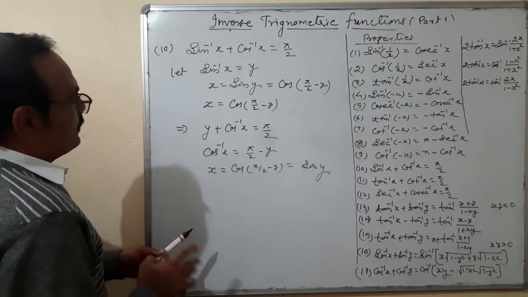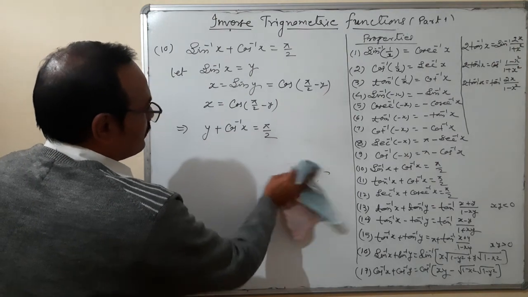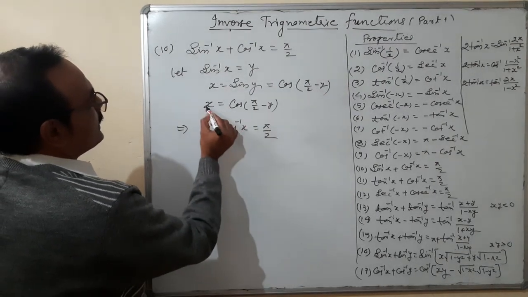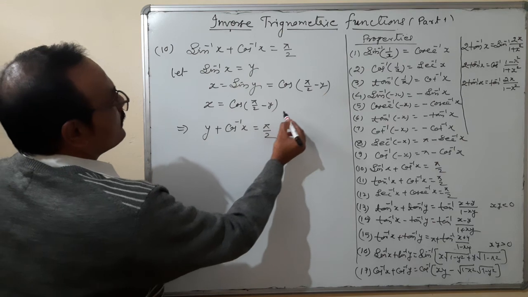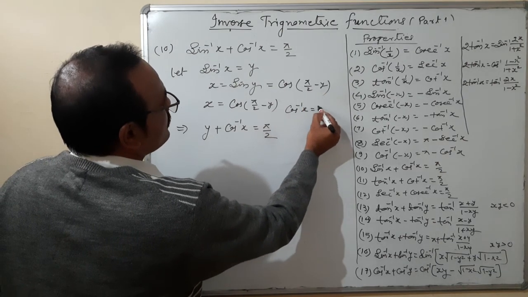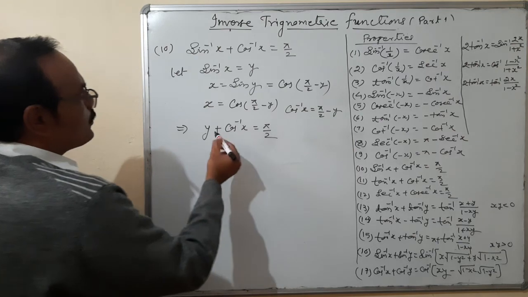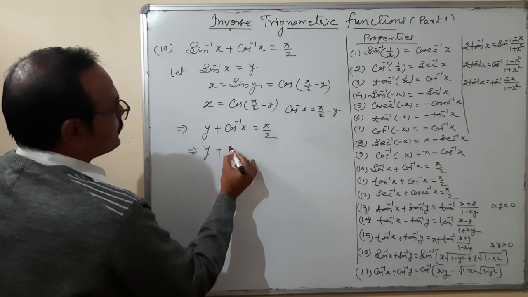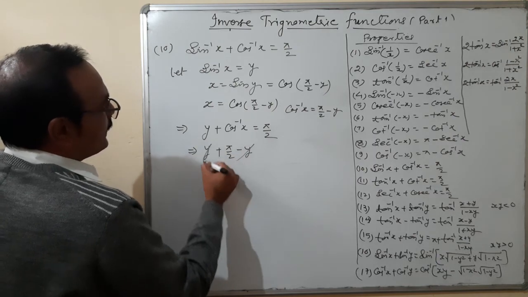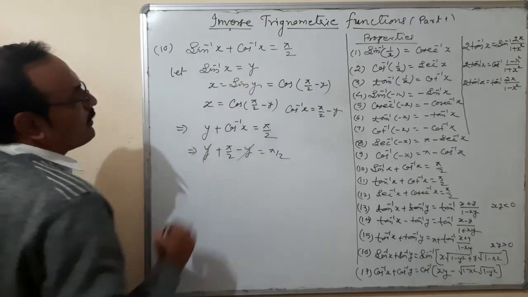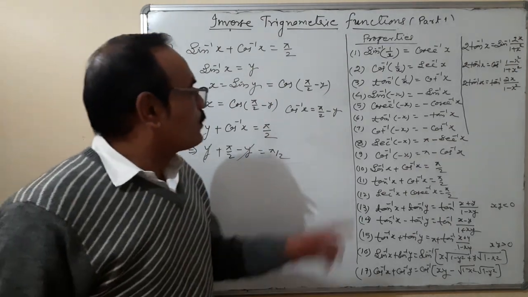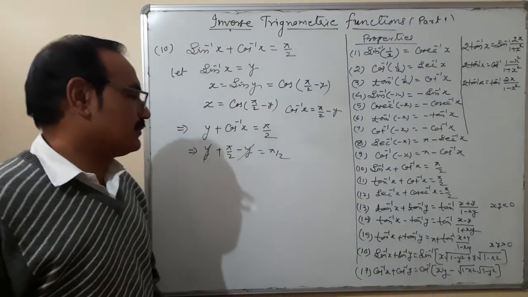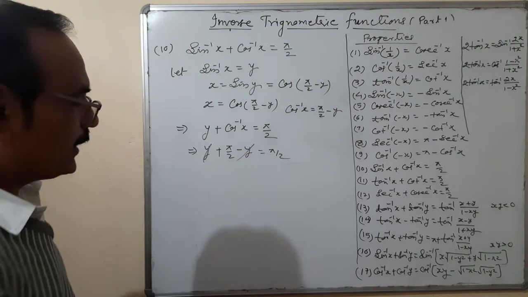You can see this is y as it is, y plus cos inverse x. Since x is equal to cos of pi by 2 minus y, therefore cos inverse x is equal to pi by 2 minus y. So if I put the value here, y plus cos inverse x is y plus pi by 2 minus y. Y cancels, and it is pi by 2. That is the way by which you can also prove these three. Next are coming now 13, 14, 15.